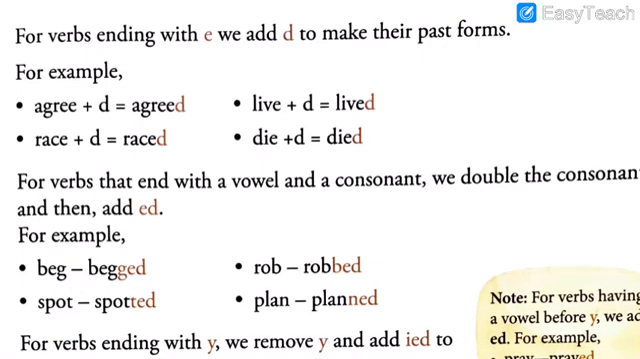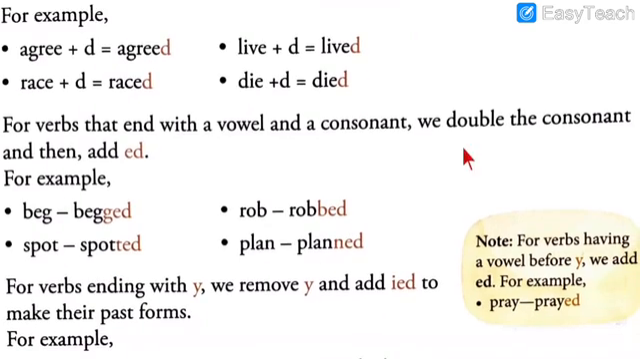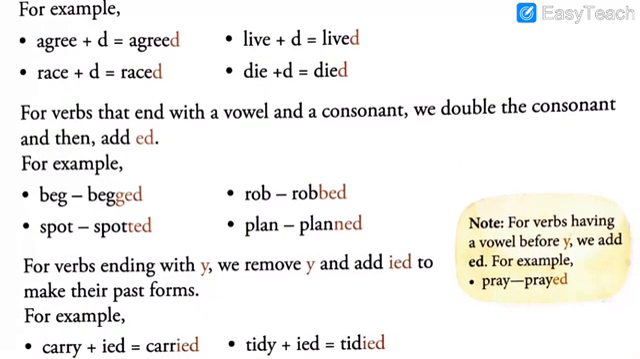But what about the other verbs? Is it necessary that all the verbs will end with E? No. There are lots of actions, uncountable actions. So what is a verb? A verb is action only. So it is not necessary that all the verbs will end with E. So now another rule: for the verbs that end with a vowel and a consonant, we double the consonant and then add ed.